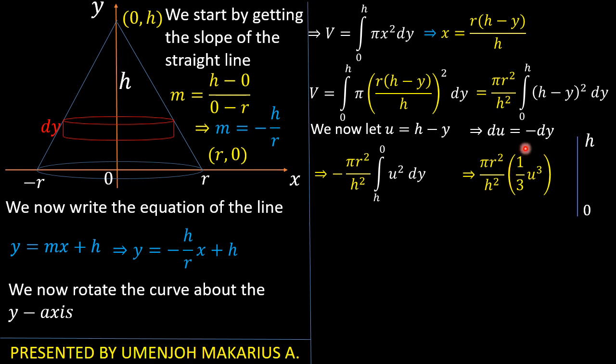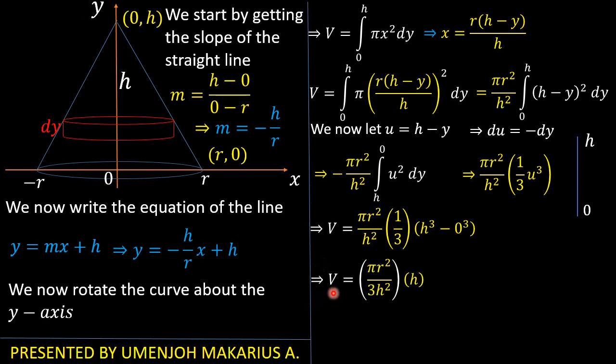So in this case now we are going to put in our values. We start from the upper limit minus the lower limit. The upper limit, guys, we are going to have our V to be this pi r squared over h squared is here. Then we have one third times h cubed minus 0 cubed, because it's upper limit minus lower limit. So if we simplify now, this is just going to be h cubed. Two of the h, we cancel two of the h here, guys. We are simply just going to have V equal to pi r squared over 3h, times the same h that we have here.